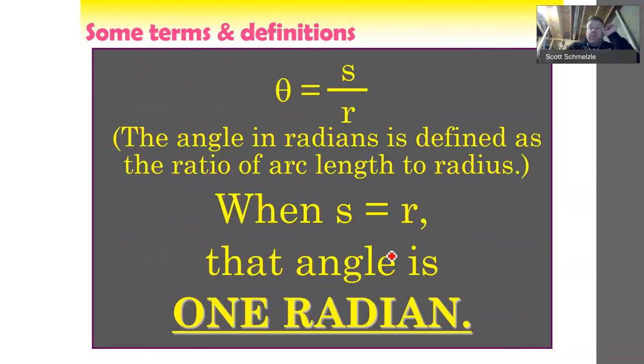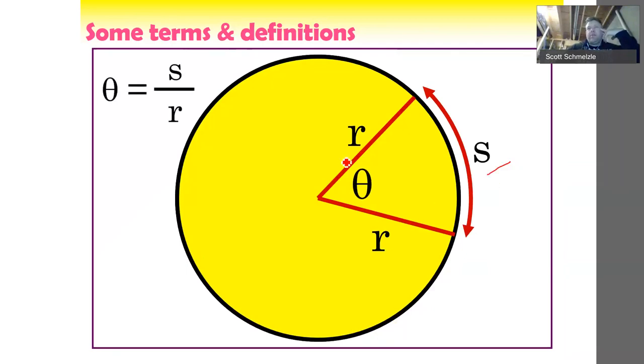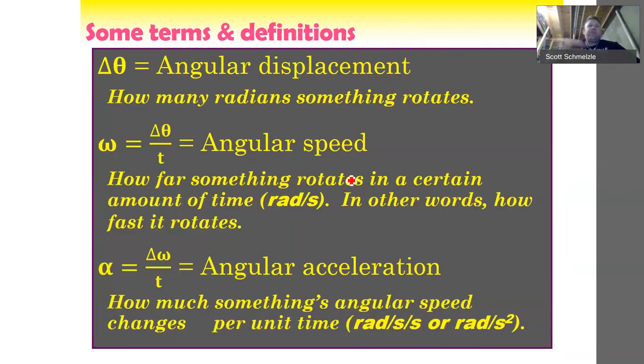So when we see our arc length is equal to our radius, kind of similar to here, that's when theta equals 1 radian. So when this S is the same as this radius, if they're both 1 meter, then our theta is going to be 1 radian.